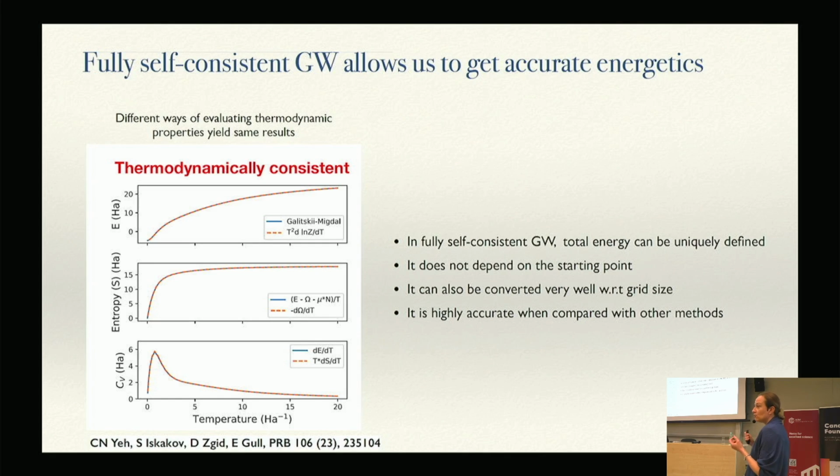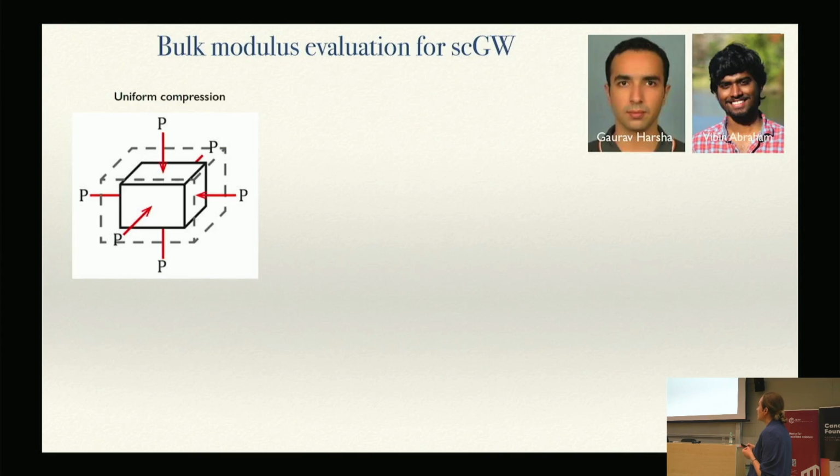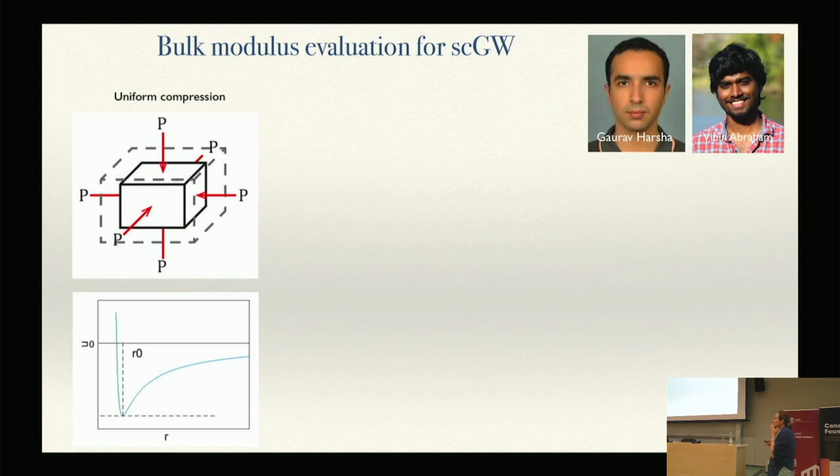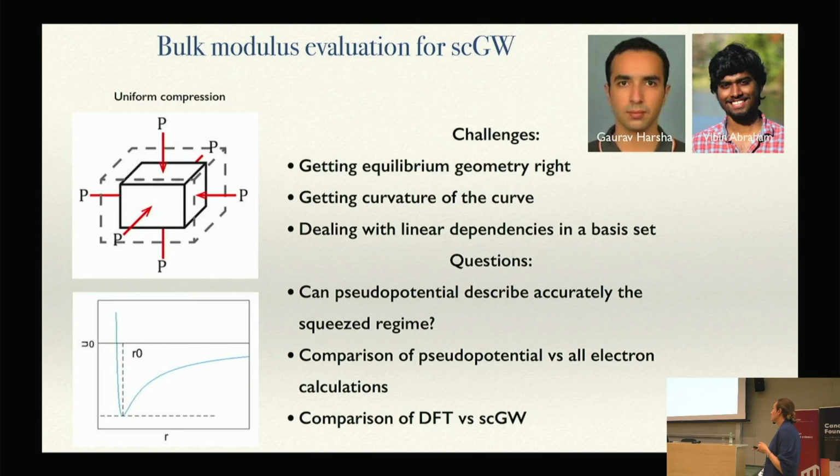So that is good, because it means your results are unbiased in any way. So right now, we can basically start comparing the energetics. What we usually do is evaluate the bulk moduli of solids, for example. In the bulk modulus, you have this uniform pressure squeeze. So you not only have to describe the minimum well, but also the whole curvature of the curve well. That's actually non-trivial, as for diatomics, you need to describe the full curve well.